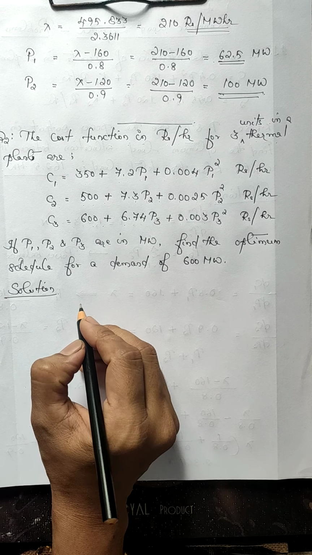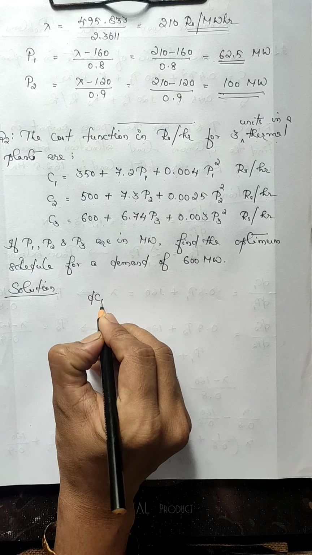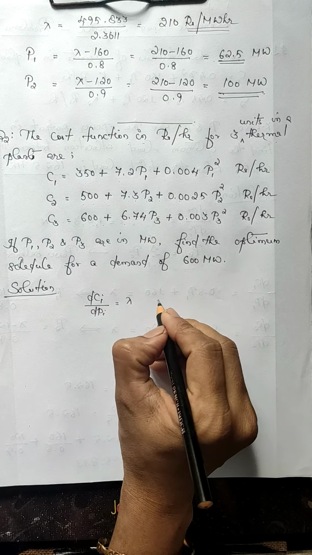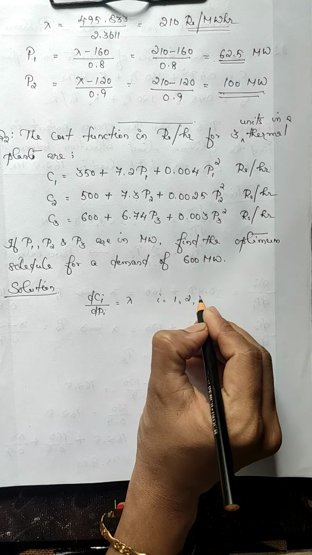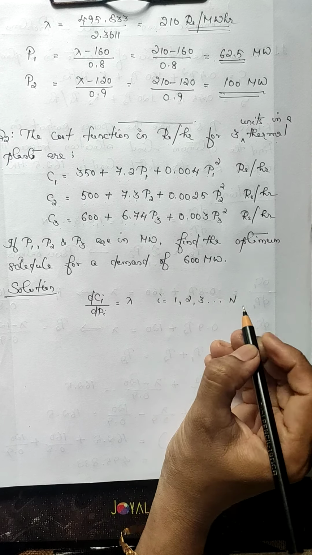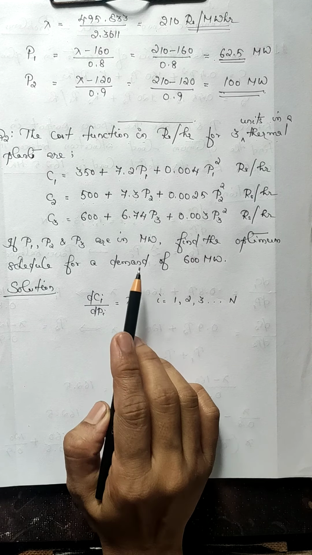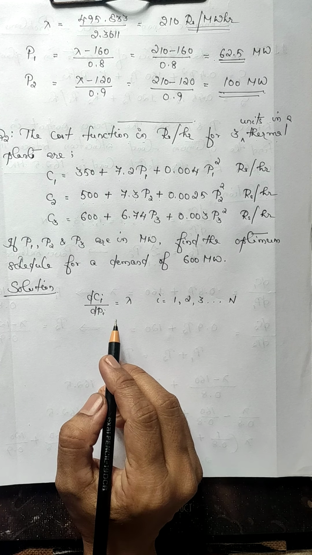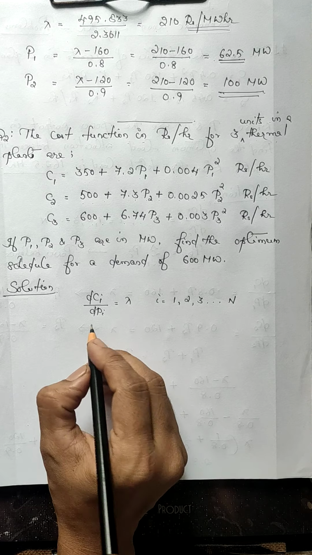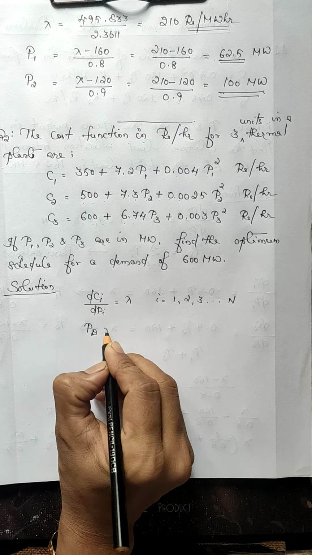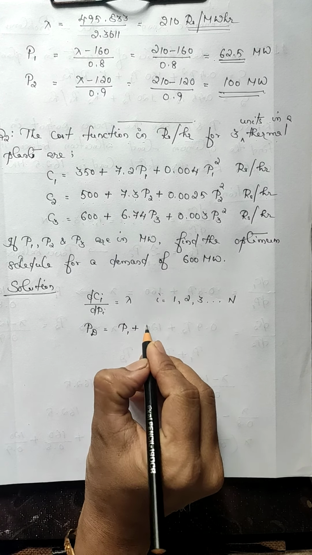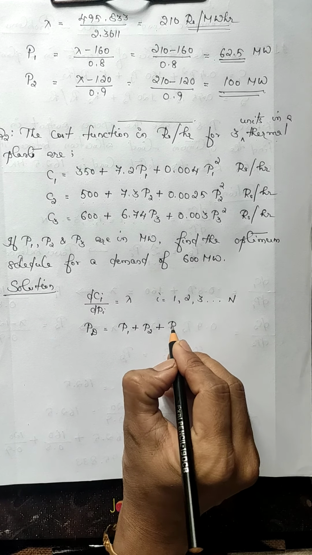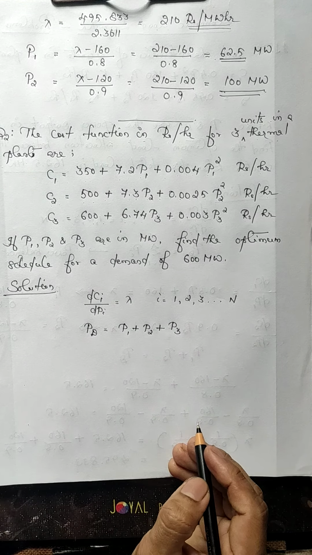First one, equal incremental cost, that is dC by dP is equal to lambda for all the units 1, 2, 3 etc. n. So here we have 3 units, and incremental cost of all the units should be equated to lambda. And second one is the power balance equation, that is total demand is equal to total generation. So we have 3 units, so total demand is equal to P1 plus P2 plus P3.